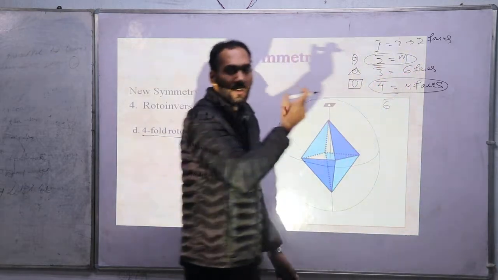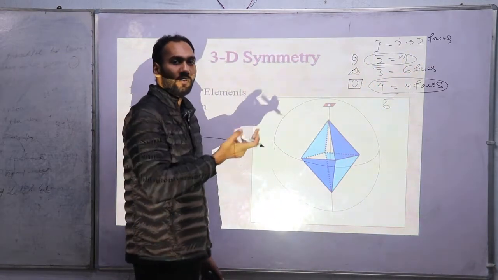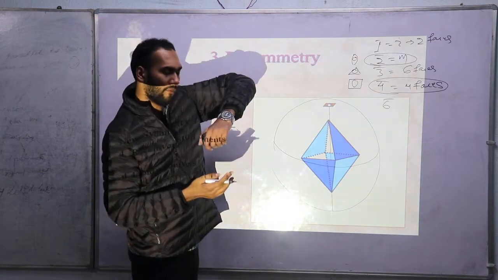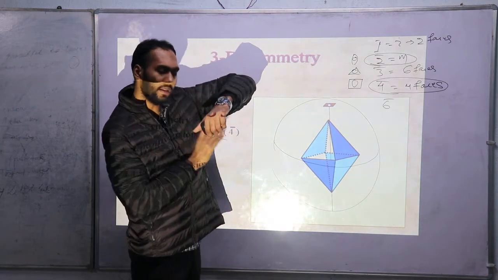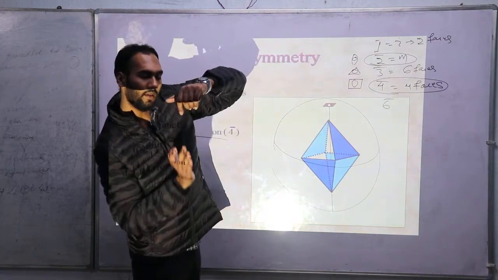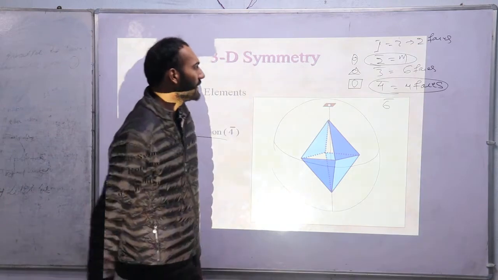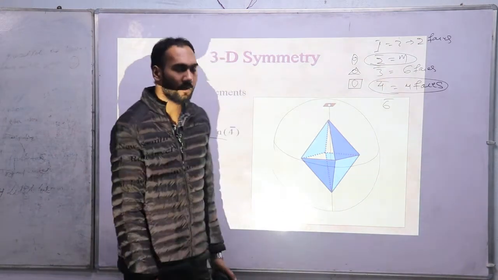2 bar is equal to m. I have shown you why. 2 bar is equal to m, because this is the first plane, rotation and then inversion. So they become mirror images of each other. They will look like mirror images of each other. So that's why that is a mirror plane.